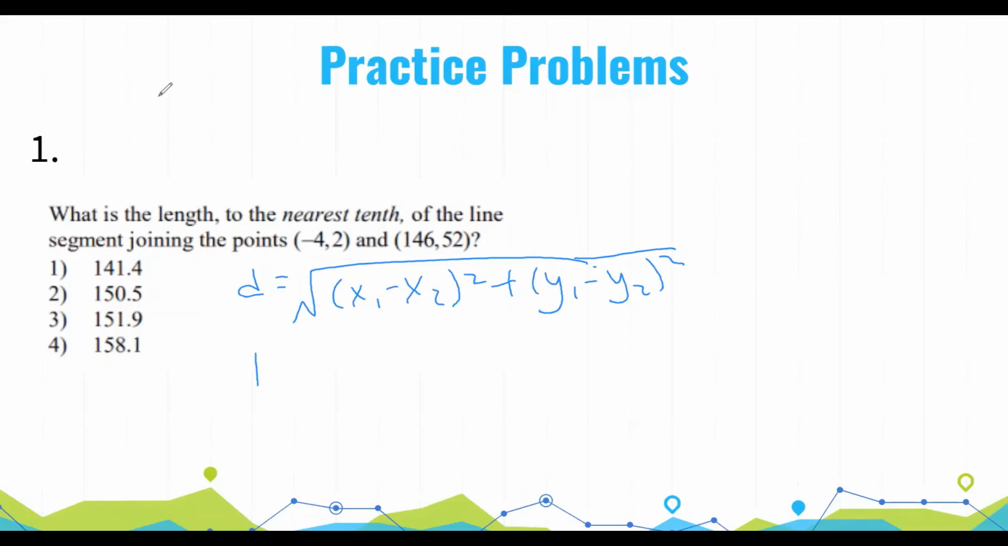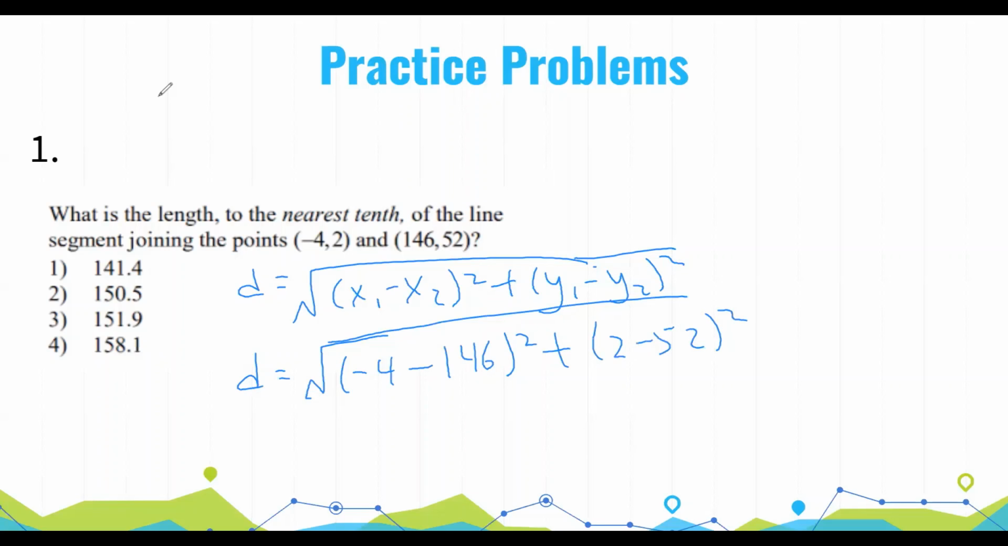So it'll be d equals square root of -4 minus 14 squared plus 2 minus 52 squared. You could plug that into a calculator. For the geometry regents, will we be able to use calculators? Yes, you'll be able to use calculators for the whole test. Oh, okay.